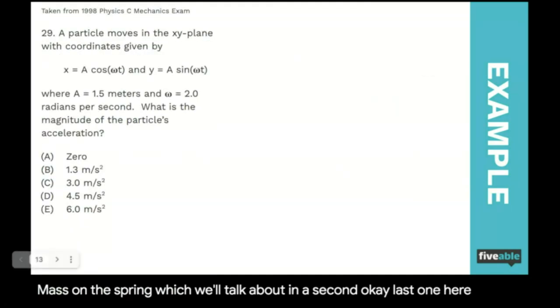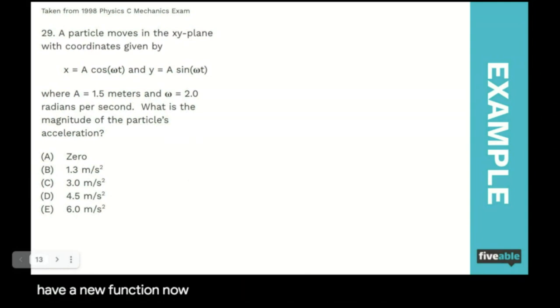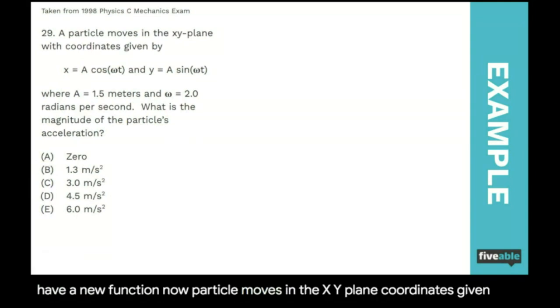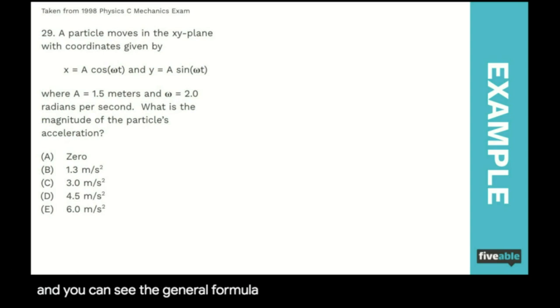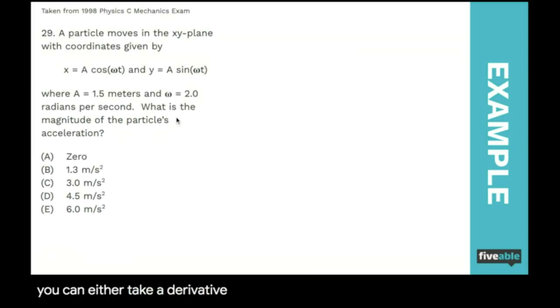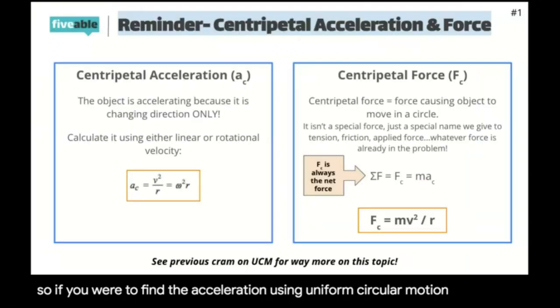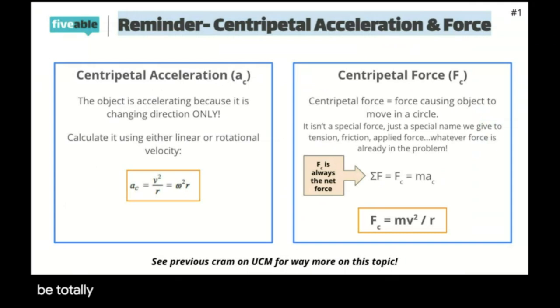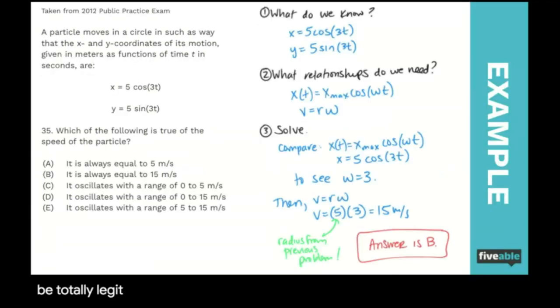Okay, last one here. So we have a new function now. Particle moves in the xy plane, coordinates given by, and you can see the general formulas. A is 1.5, omega is 2 radians per second. Now it's asking for the magnitude of the particle's acceleration. So remember, you can either take a derivative, or all of your uniform circular motion rules apply. So if you were to find the acceleration using the uniform circular motion equations, that would be totally legit.